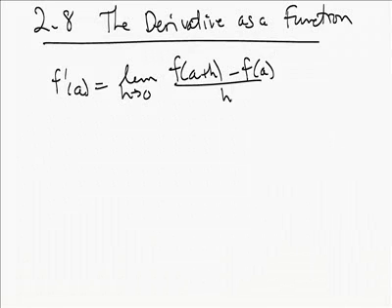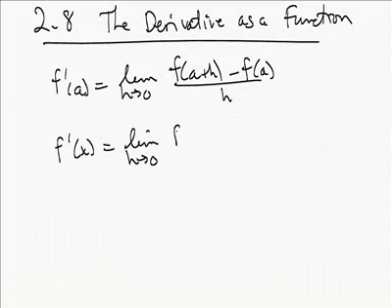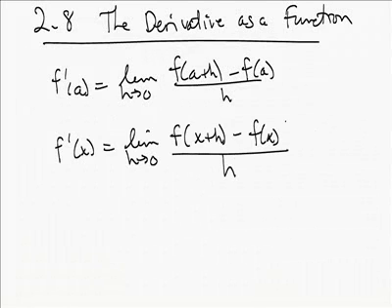What we're going to do is see if we can make a formula for f prime where we can let a vary. In other words, we're going to let f prime of x be the limit as h approaches 0 of f of x plus h minus f of x divided by h. Instead of putting a particular number into this limiting formula, we're going to just leave the variable x in there, and that'll give us some formula for the derivative of the function at any point x.